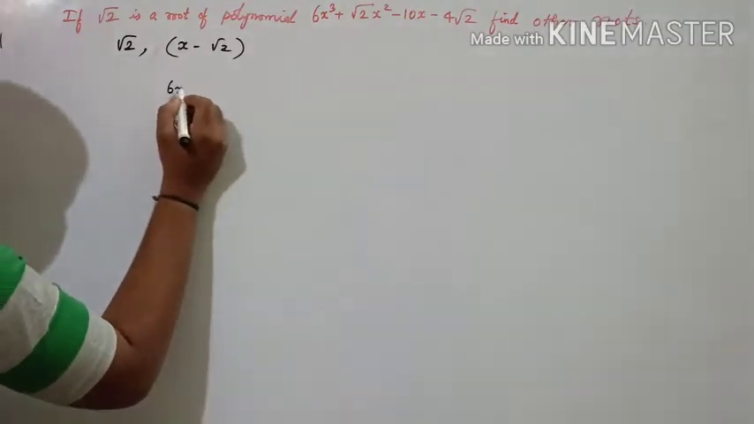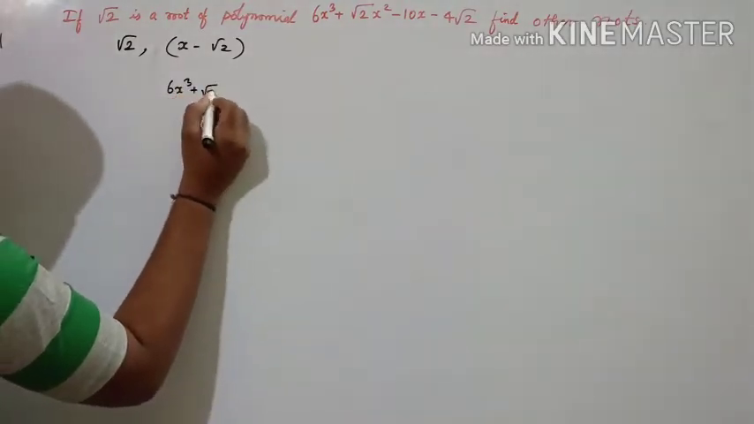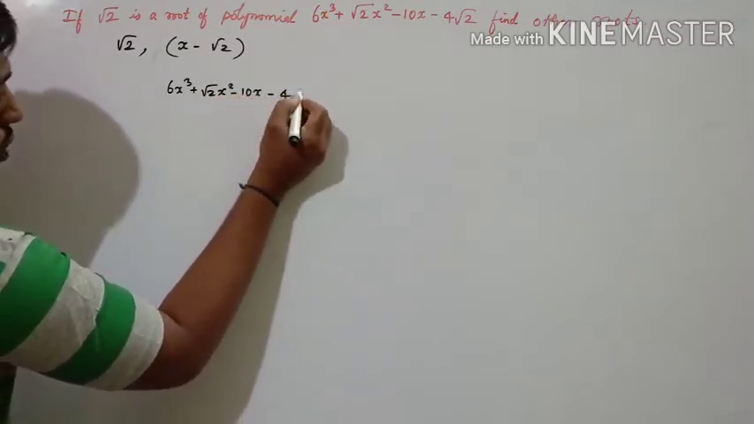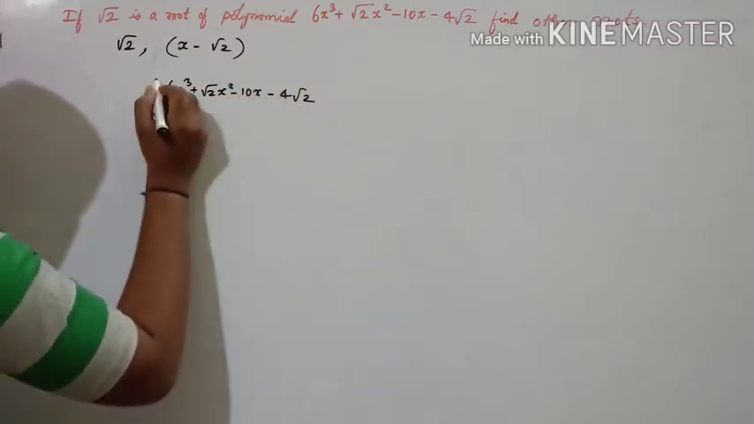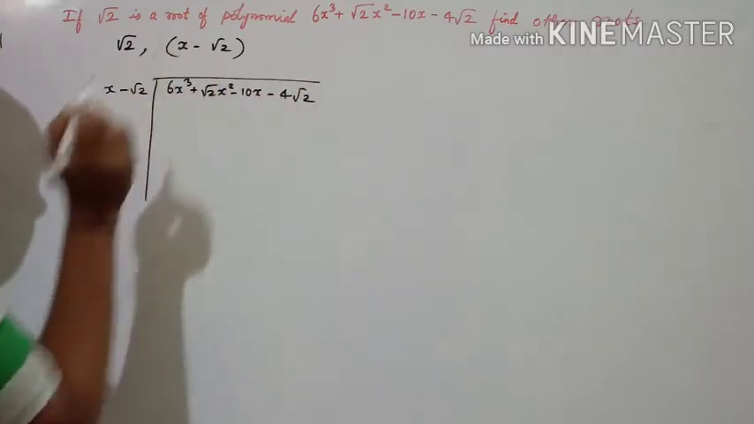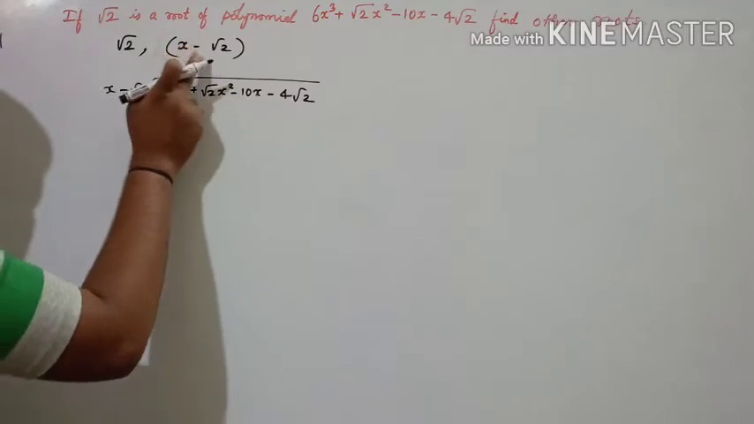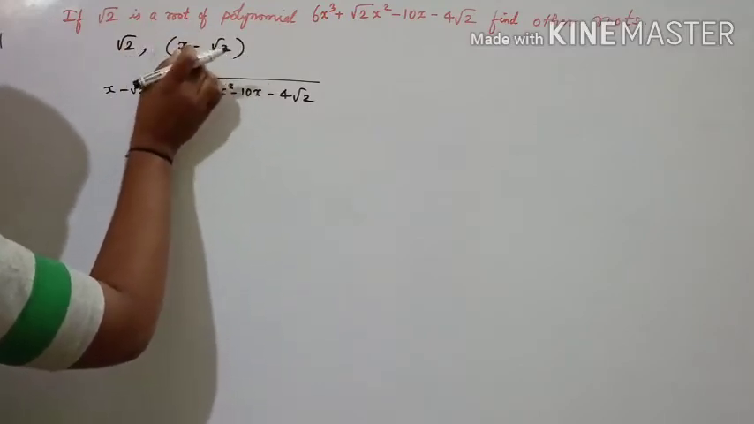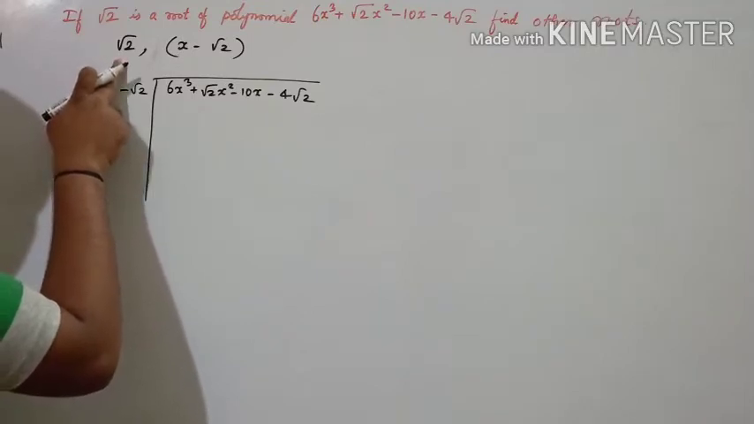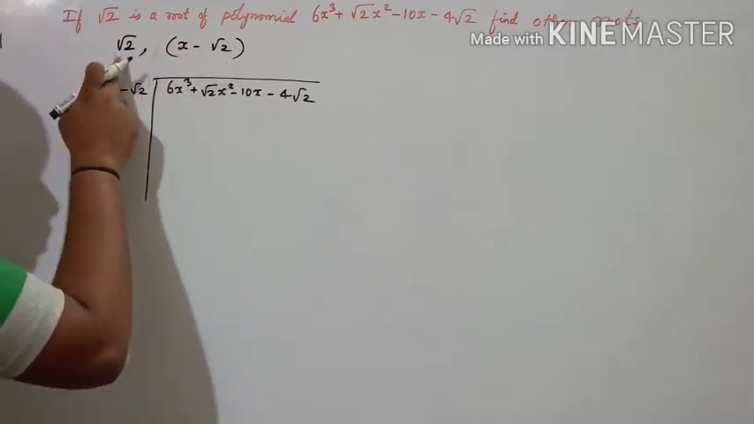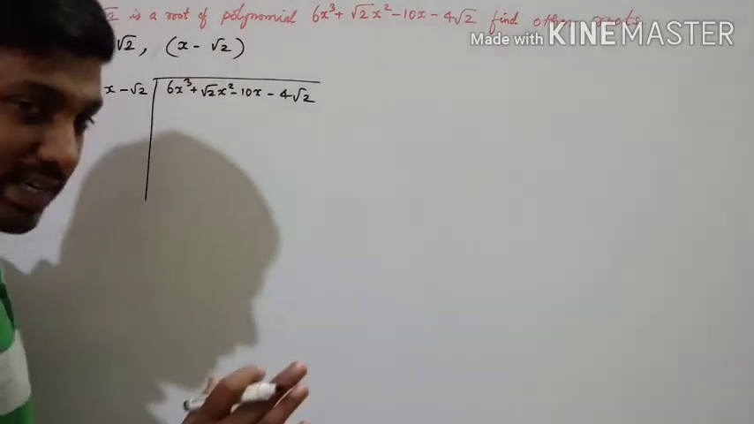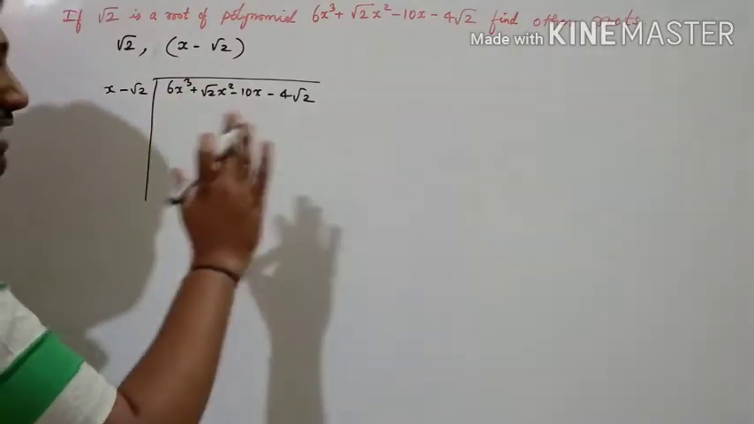So 6x cube plus root 2 x square minus 10x minus 4 root 2, this one I am going to divide by x minus root 2. How did we come to a conclusion about what this factor is? Whatever the root, just change the sign. Root 2 gives x minus root 2. If the root was minus root 2, it would be x plus root 2. I hope you people are understanding, it's a very easy concept.